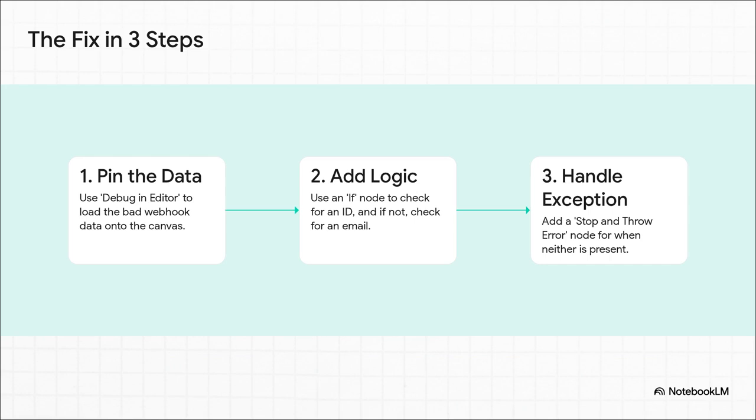So fixing this is like a simple three-step dance. First, we pin that bad data using Debug in Editor so we can see exactly what we're dealing with. Second, we make our workflow a whole lot smarter. We add some logic to check for an ID. But if that's missing, we tell it to look for an email as a backup. And finally, we plan for the worst-case scenario. If neither one is there, we tell the workflow to fail on purpose with a clear error message. This makes our automation so much more robust.